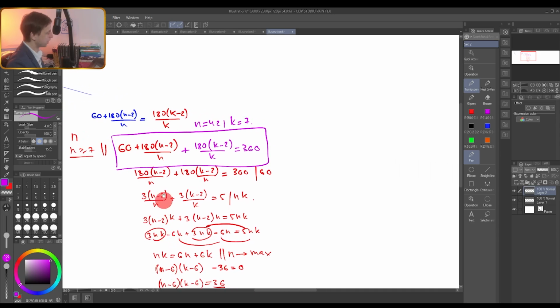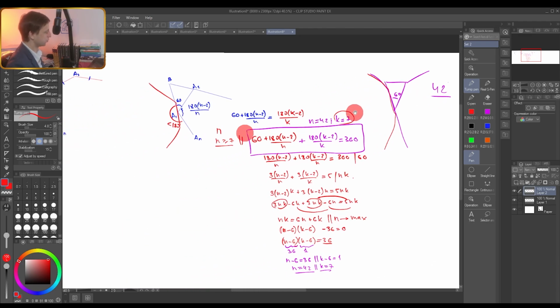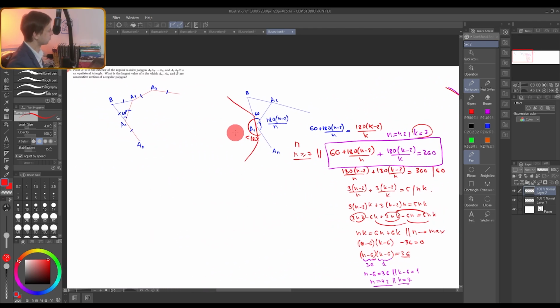The conclusion is that when you have a regular polygon with 42 vertices, and you have this equilateral triangle with 60 degrees, the remaining polygon that you can draw will be a polygon with 7 vertices. The maximum value of n is 42, and 42 is the answer for your problem.